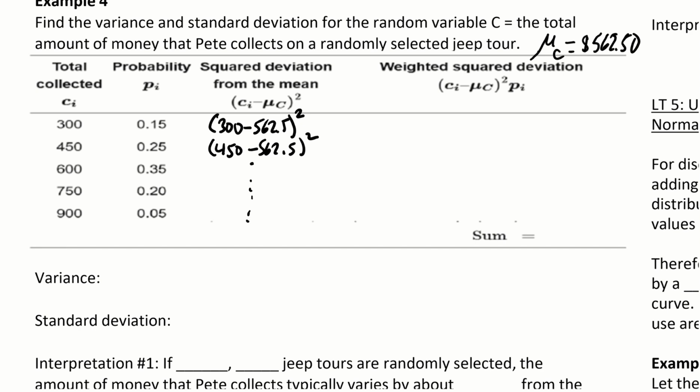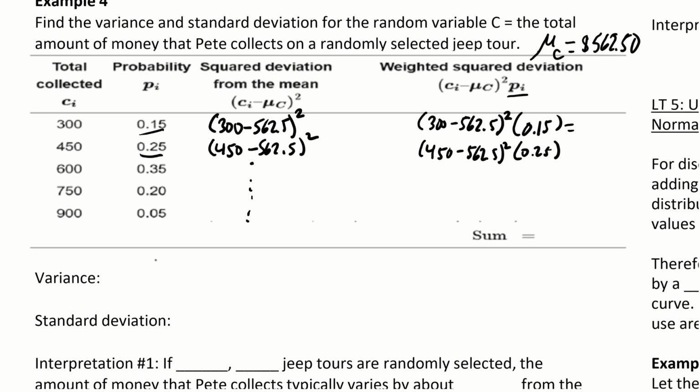Then we're going to do the weighted squared deviation. So we multiply this column by the probability, okay? So we're going to do the 300 minus 562.5 squared times the probability of 0.15. This is the probability for that. All right, and so on and so forth. I'm going to show you the last one: 450 minus 562.5 squared times the probability, which was 0.25 for that one. So on and so forth.